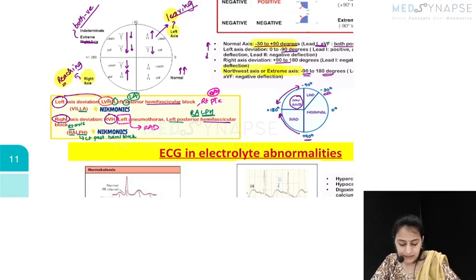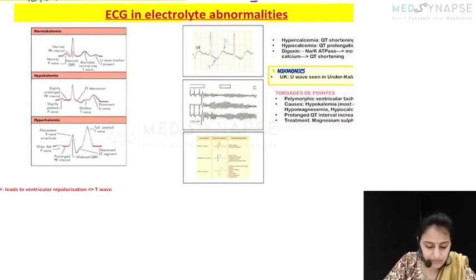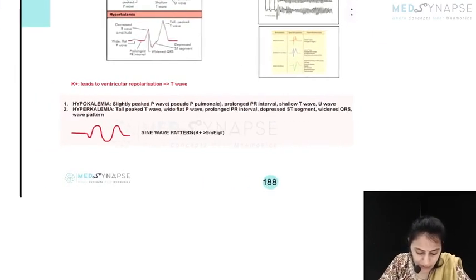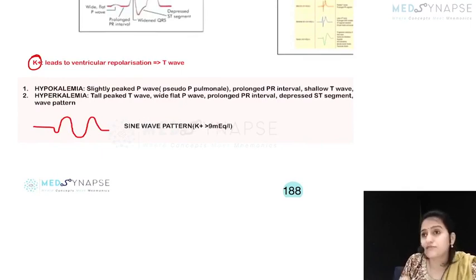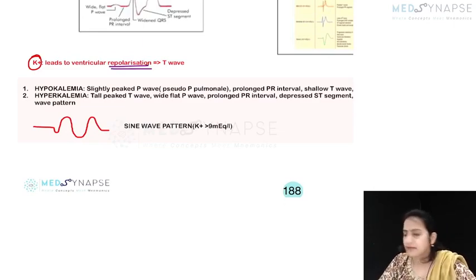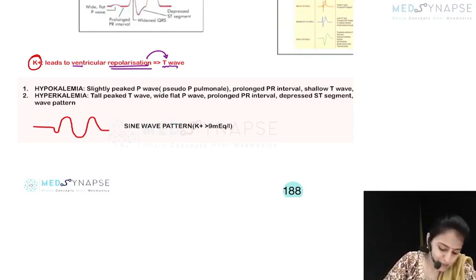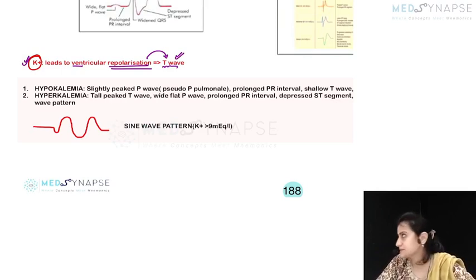Okay. Next one, electrolyte abnormalities, potassium and calcium, hypokalemia, hyperkalemia, hypocalcemia and hypercalcemia. So talking about potassium first. Potassium basically is responsible for what in the action potential? Repolarization. Right, so remember here also it is ventricular repolarization. What wave indicates ventricular repolarization? T wave. So whenever the potassium changes, you will see the effect on the T wave first.